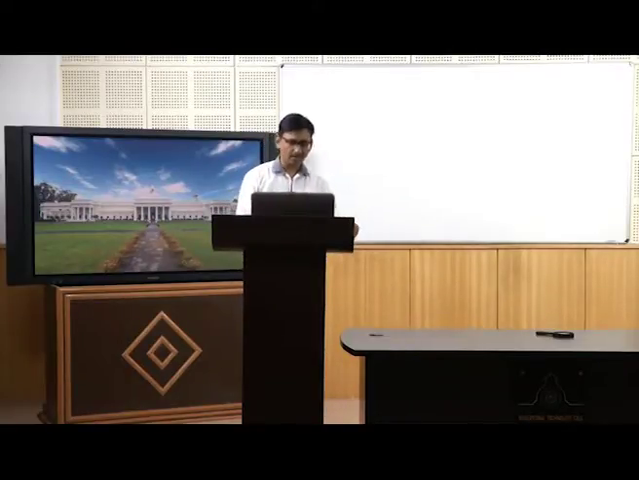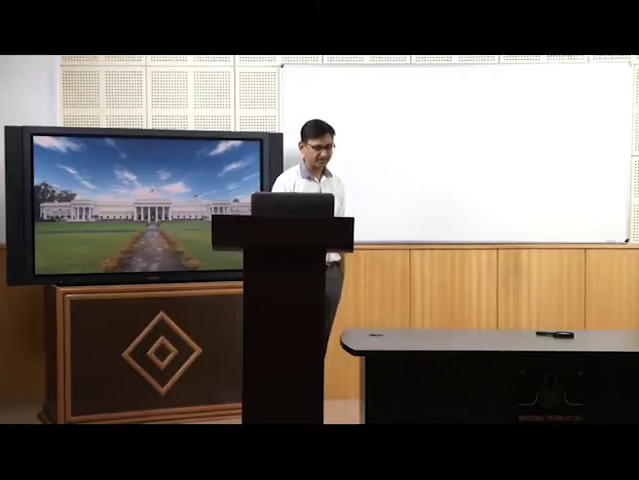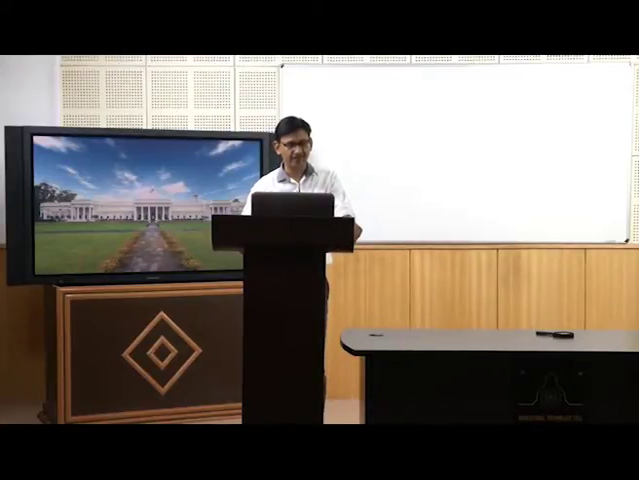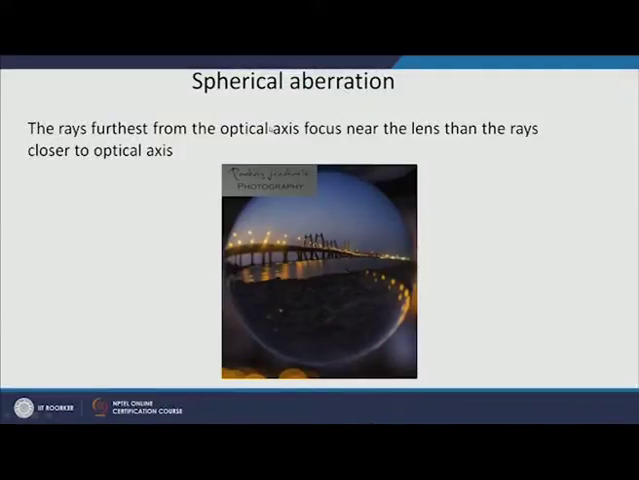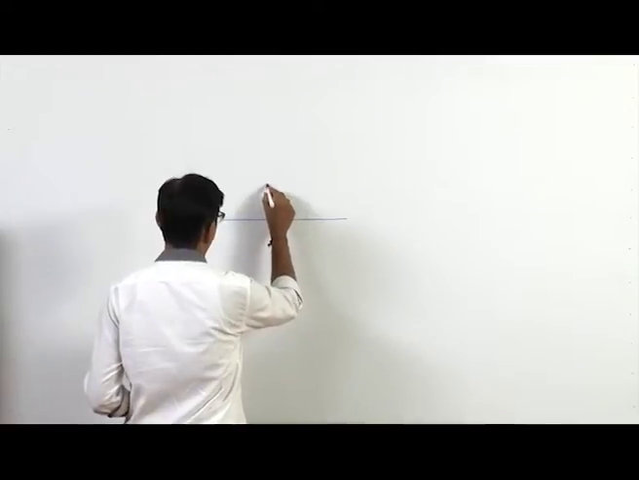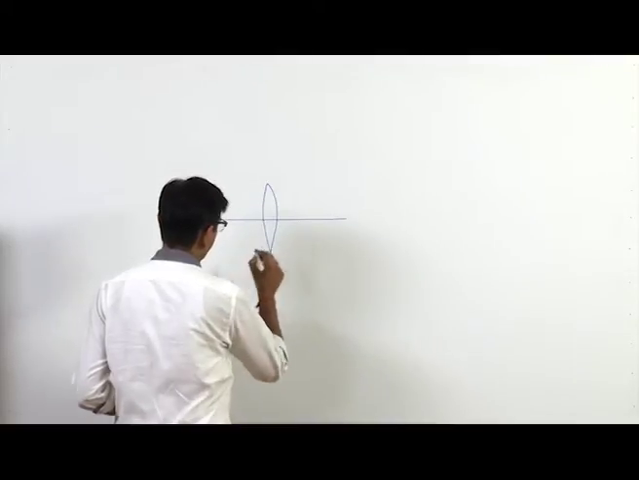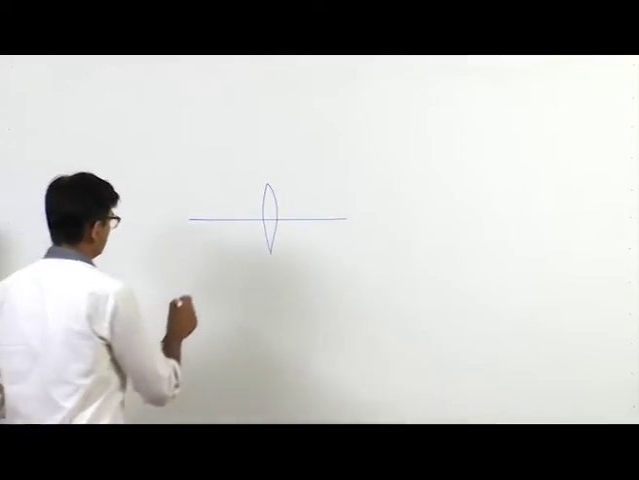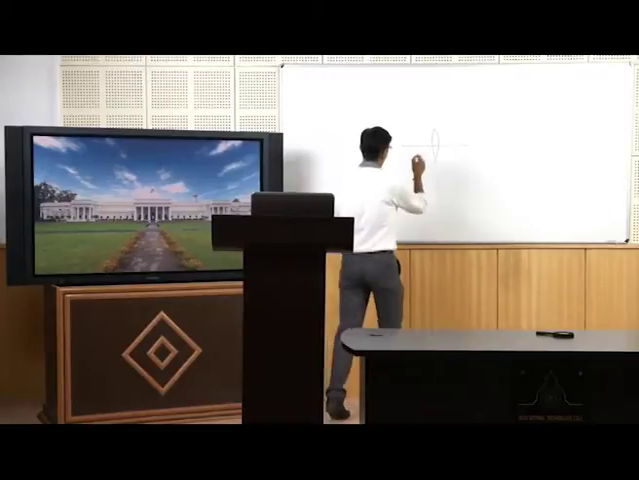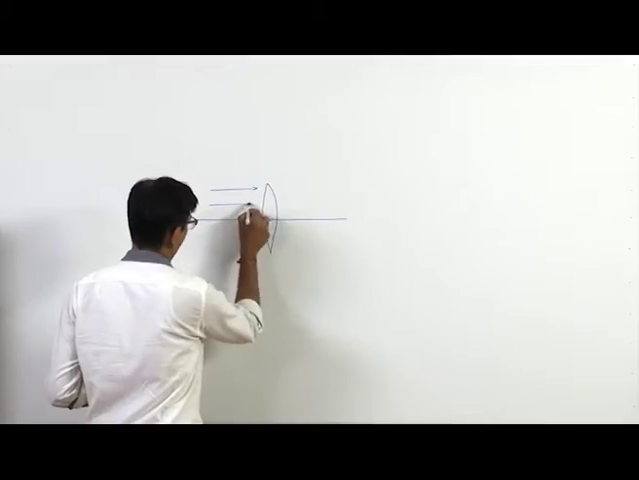One of the most important aberrations is called spherical aberration, and as you can see on the slide, it says the rays furthest from the optical axis focus nearer the lens than the rays closer to the optic axis. Let me show you this particular aberration by a schematic here. Again I am making a lens here, and suppose I have a light source, let us say I am getting all parallel rays on the lens.